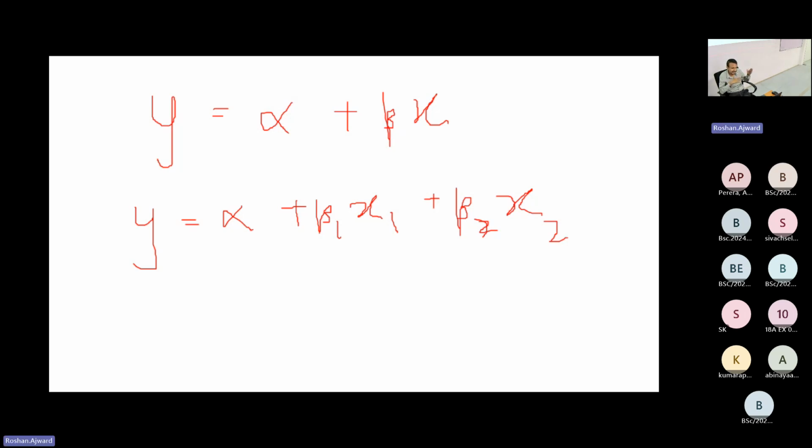So that's x1 and x2. In this case, you have more than one independent variable. Call it what then?